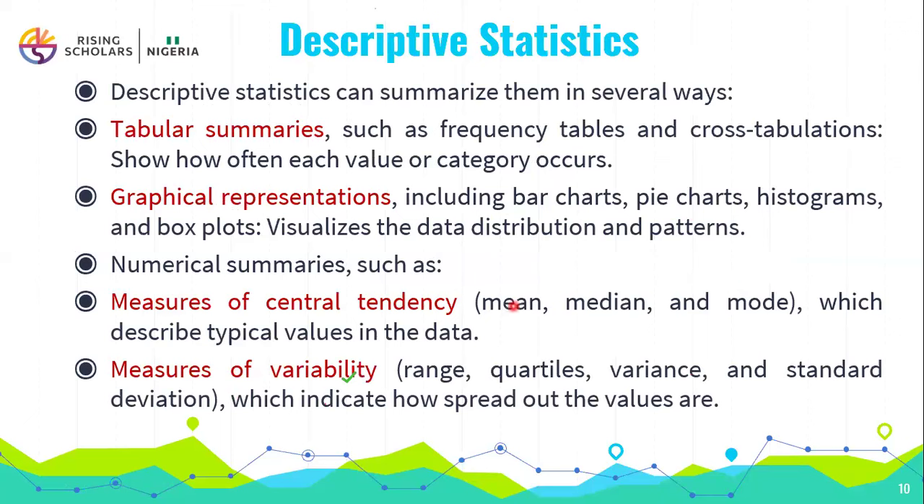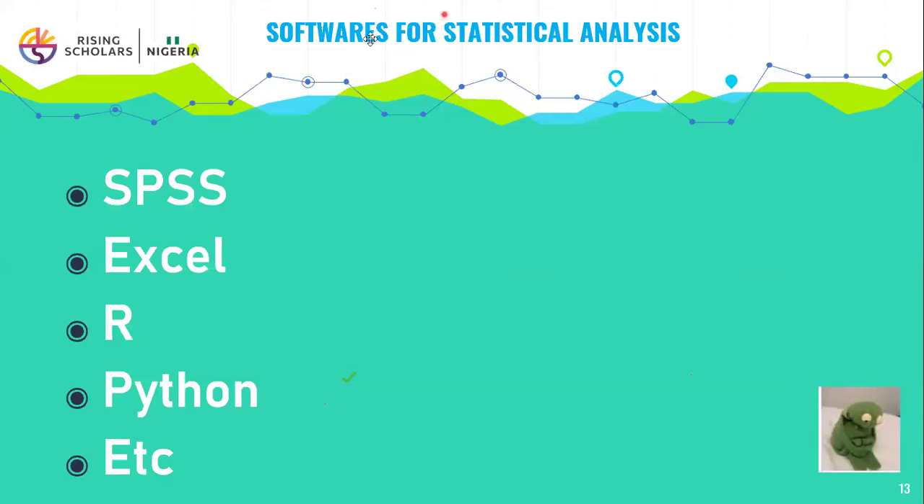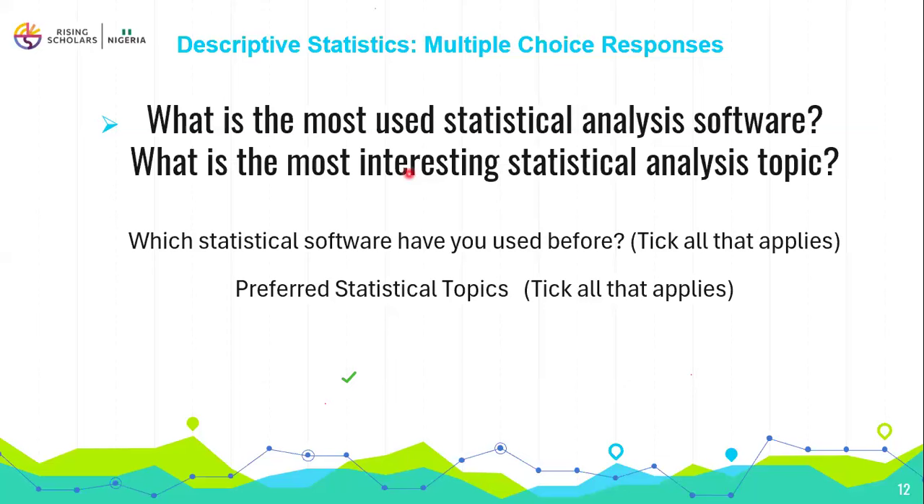They can be broadly divided into two. Sorry, my system is hanging. They could be broadly divided into two: one is quantitative, the other is qualitative.